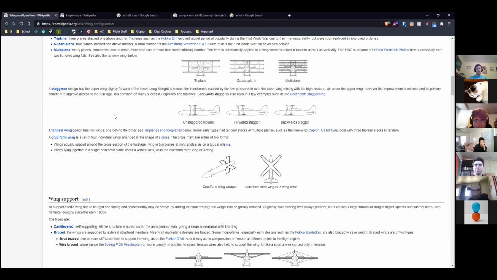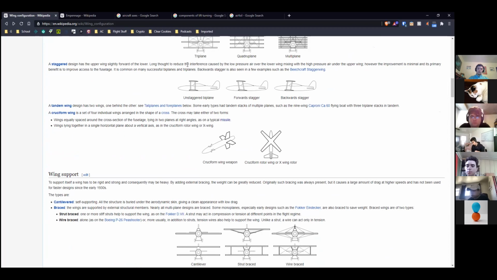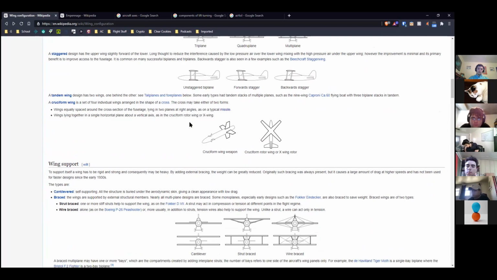So that's why we don't have any biplanes at DBF currently. You could stagger the wings and you would get slightly different control characteristics, but we don't do biplanes that much, so we don't really need to get into that.